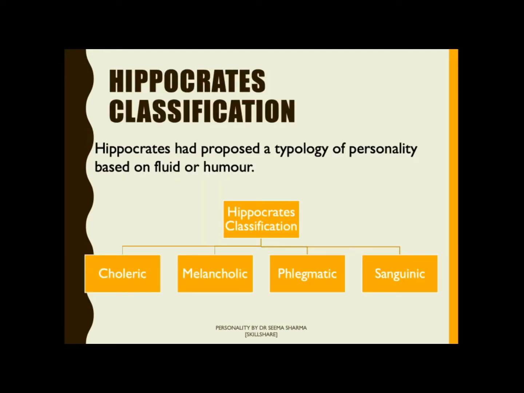Hippocrates classification. Hippocrates had proposed a typology of personality based on fluid or humor. And on the basis of fluid, he has taken four different varieties. First is choleric, melancholic, phlegmatic, and sanguine.